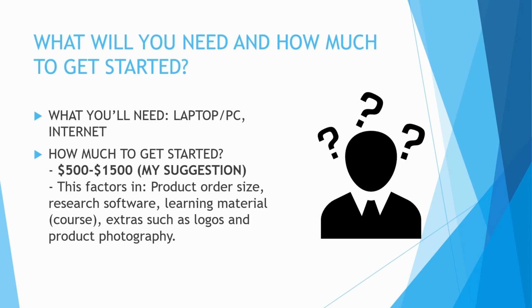We're going to talk about bigger orders as well, but 500 to 1500 is just for your average kind of seller. If you're a newbie getting started, that's what I would recommend to save, to put aside, to have for that. Now this factors in product order size, which we'll talk about later on. Research software we'll also talk about later on. Learning material, so if you want to get involved in a course, like I said, you don't have to get involved in a course if you don't want.